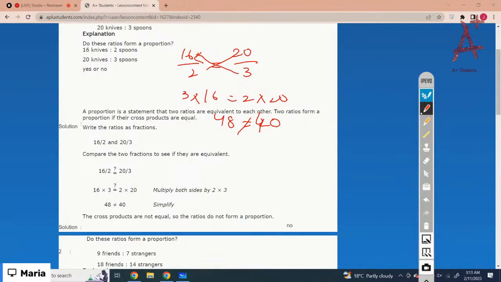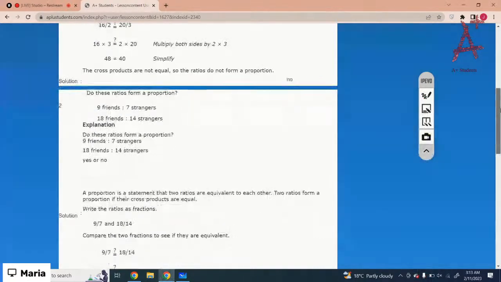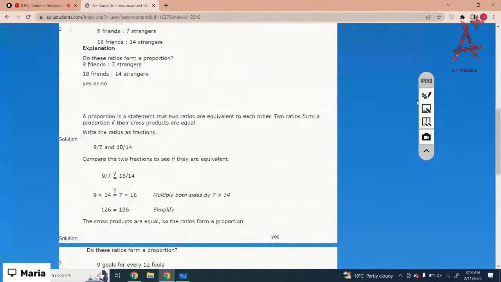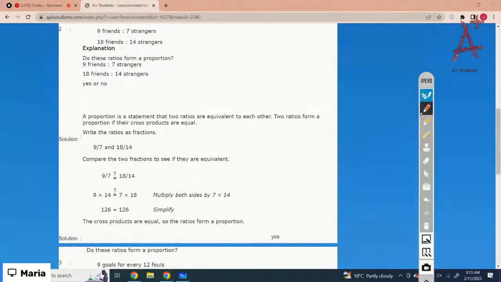Let's just start with the other example. The other example is 9 friends to 7 strangers, so it would be 9 over 7. The other one is 18 friends to 14 strangers, so it would be 18 over 14. Let's just make their denominators same. Here you have 7, here you have 14. So 7 times what number is 14?